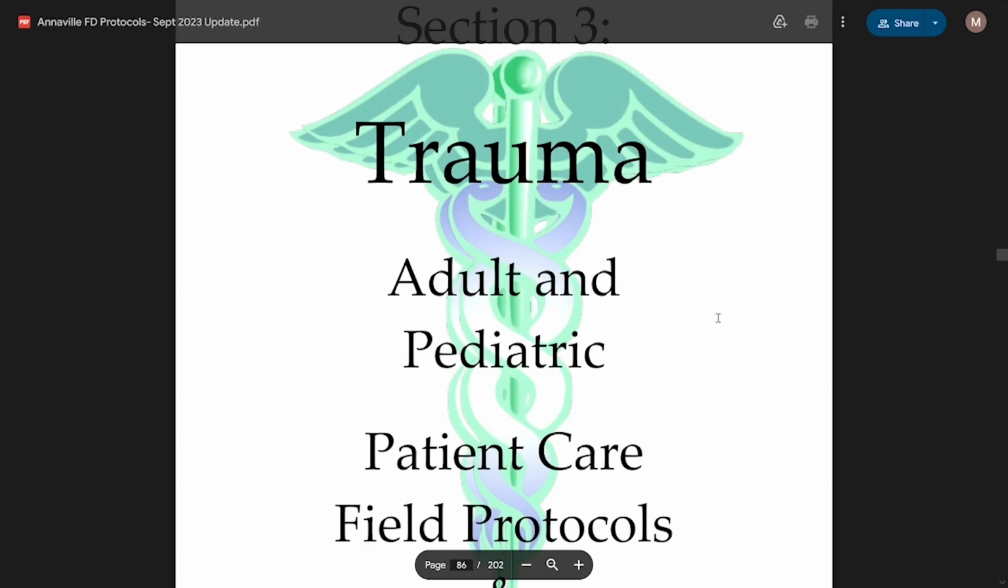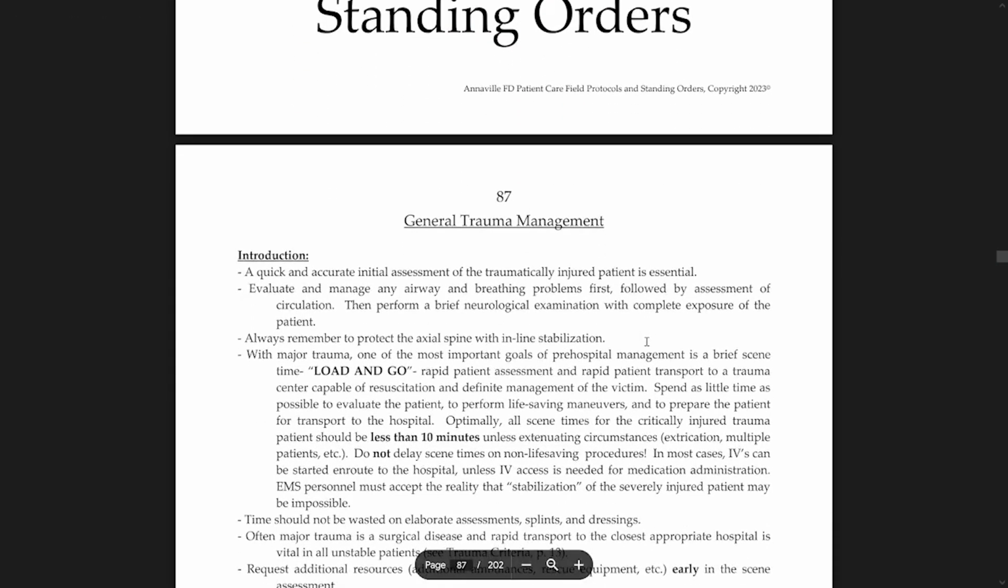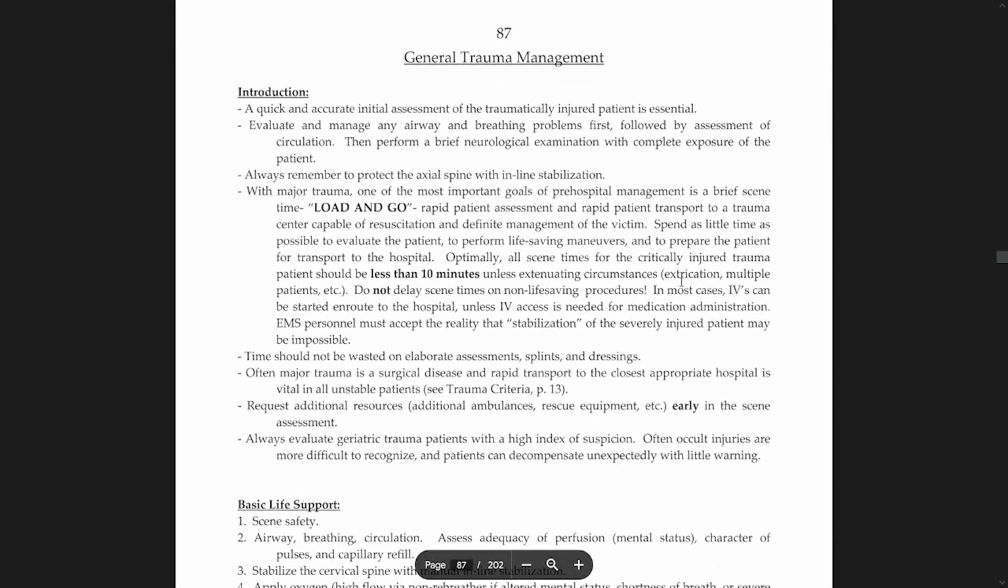All right, now we're moving to the trauma section. Yippee. I haven't checked the time of the recording yet. I'm guessing we're around the 15-minute mark or so, but that's okay.